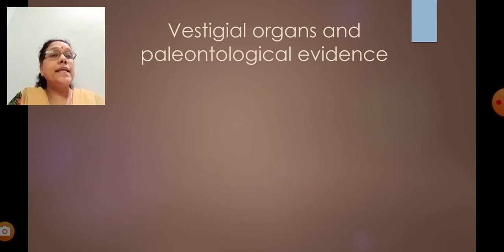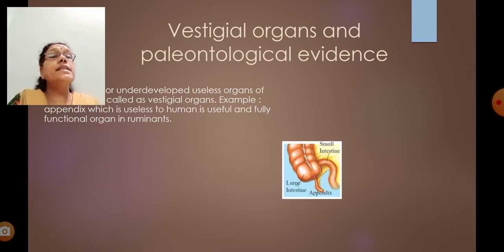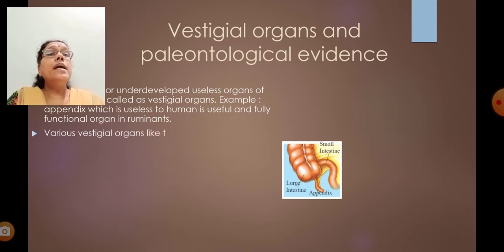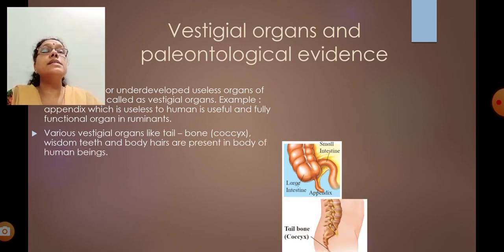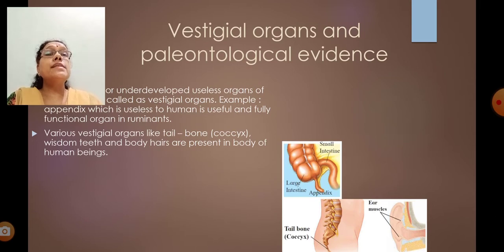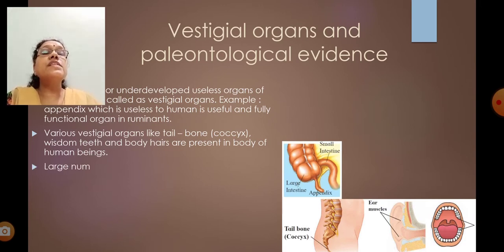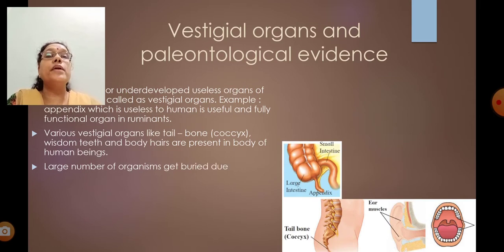Vestigial organs and paleontological evidences. That is the next evidence. So what do you mean by vestigial organ? Here, in the human large intestine, below you can see a small projection; that is the appendix. So what is meant by vestigial? Degenerated or underdeveloped useless organs are called vestigial organs. Example, the appendix, which is useless to humans, is a useful and fully functional organ in ruminants. Various vestigial organs like the tailbone, coccyx, wisdom teeth and body hairs are present in the body of human beings.